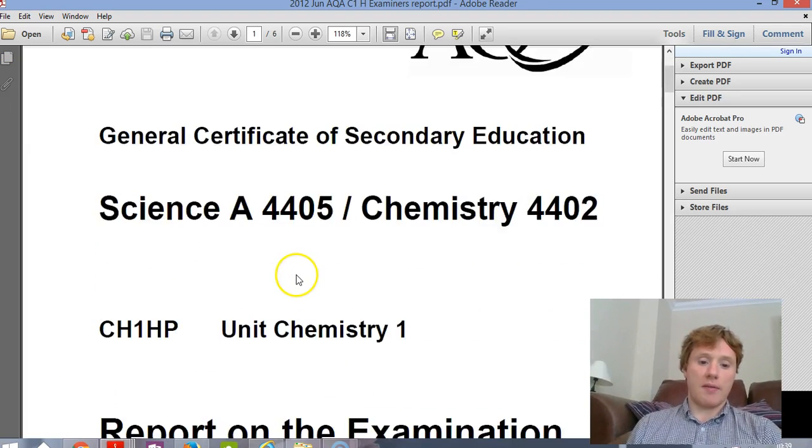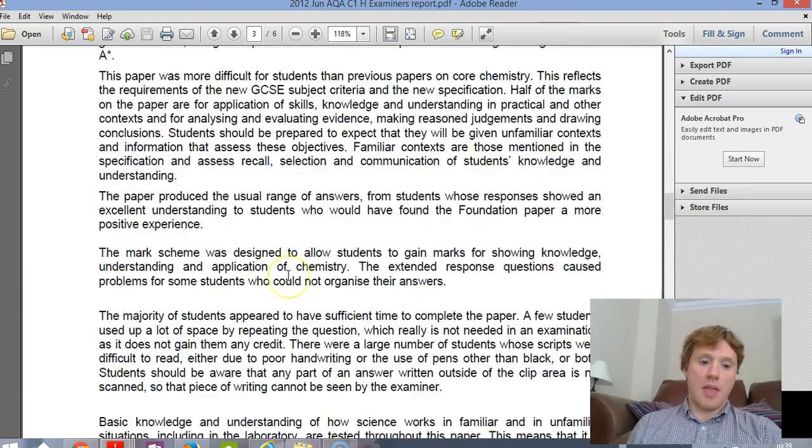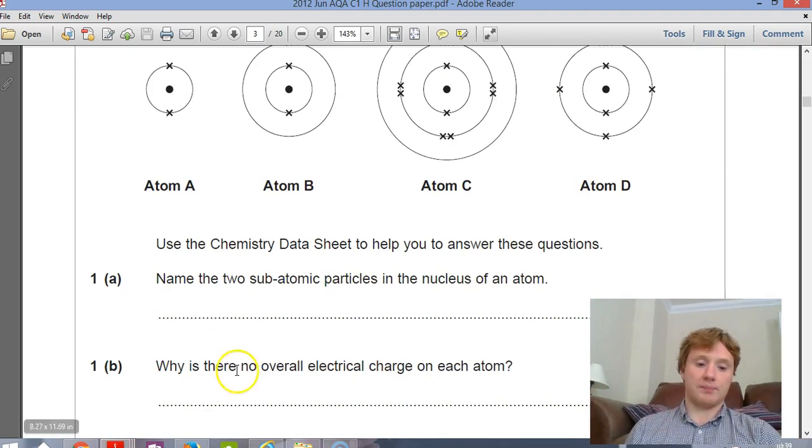Also, every exam paper comes with an examiner's report. And that tells you what people got wrong in the question. Since your grade's not based on your score, it's just based on how well you do compared to other people, if you get things right that other people get wrong, you should be doing a lot better than them. Majority of students achieve marks, so a very straightforward question.